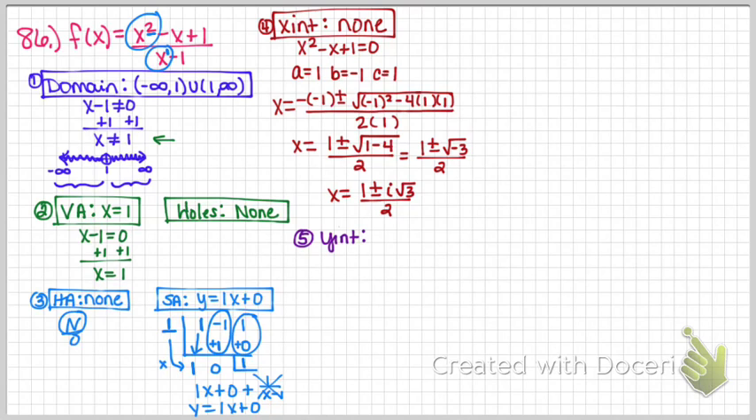Set x equal to 0. So we're going to find f of 0, or 0 squared minus 0 plus 1 over 0 minus 1. So 0 minus 0 plus 1 over negative 1. 1 over negative 1, which is negative 1. So I have a y-intercept at (0, negative 1).